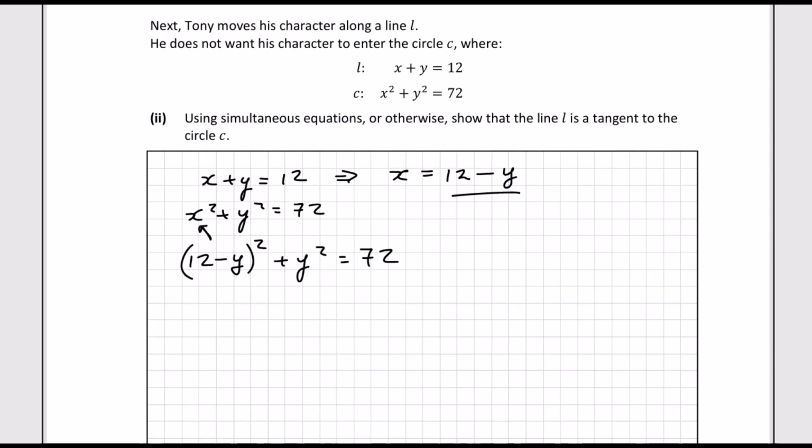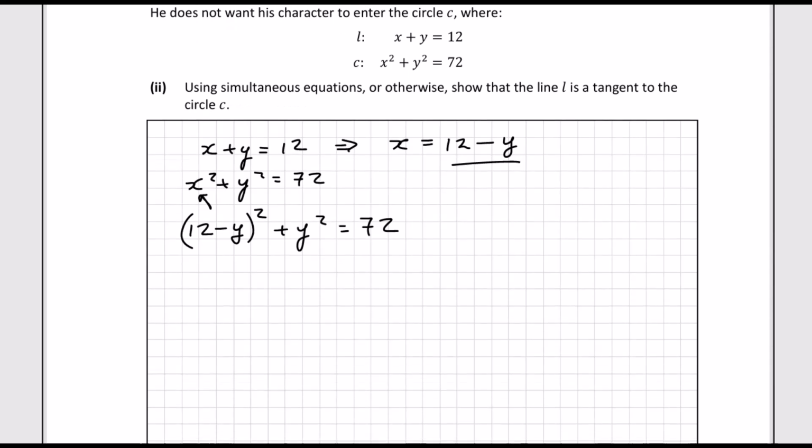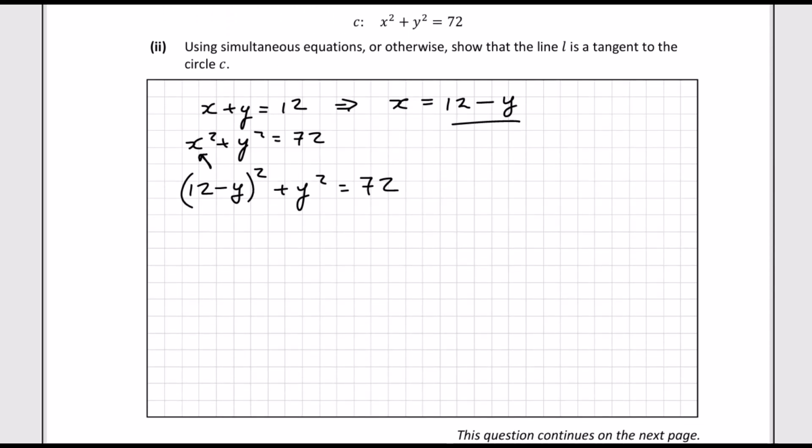I have an equation now with just y in it, so I should be able to just work out what y is. So I've got to square this out first. So the way you would do that is you would say it's just 12 minus y times 12 minus y. What you'll get when you do it is 144 minus 24y plus y squared. You can try that yourselves. Just write out 12 minus y in a bracket and then 12 minus y in another bracket. Multiply it out, simplify it. You should get this here.